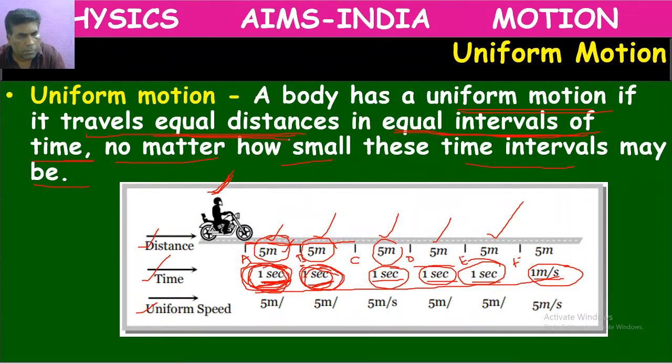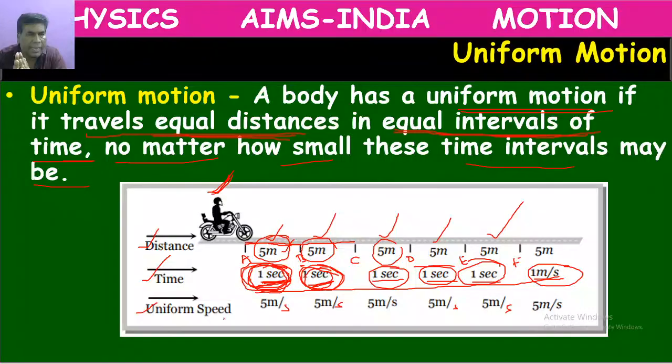So next, uniform speed. Speed means distance by time. Sorry, here is a print mistake: 5 meter per second, 5 meter per second, 5 meter per second. This is the speed here. About speed we are going to learn in the next slide. So this is about uniform motion.